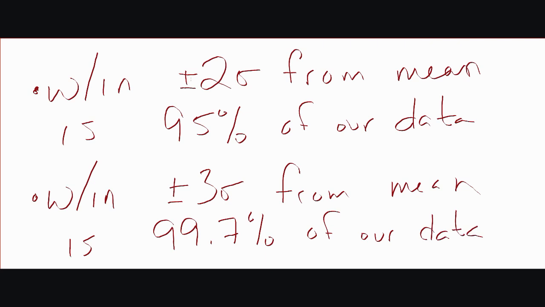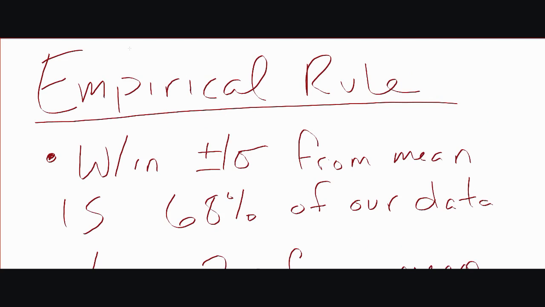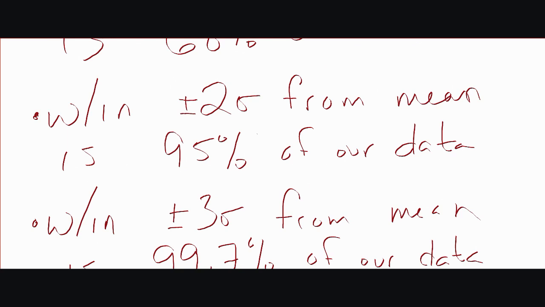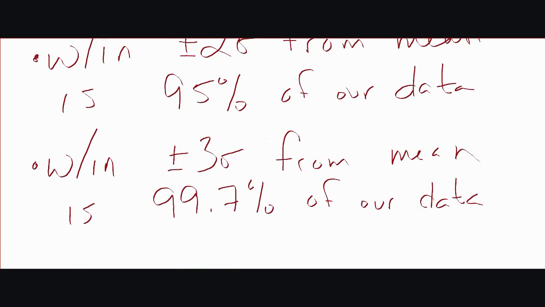Okay? The empirical rule tells us these 3 things. That within 1 standard deviation of the mean, on either side of the mean, is 68% of all of our data. 68% of it is within 1 standard deviation of our mean, plus or minus that. Within 2 standard deviations is 95% of our data, and within 3 standard deviations of the mean is 99.7% of our data. Now, hold the phone. What the heck does all that mean?